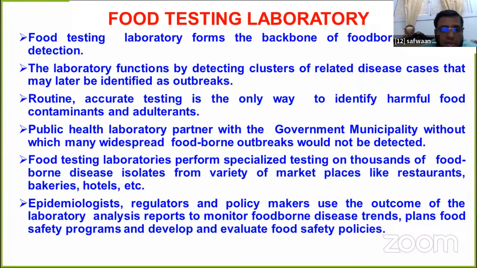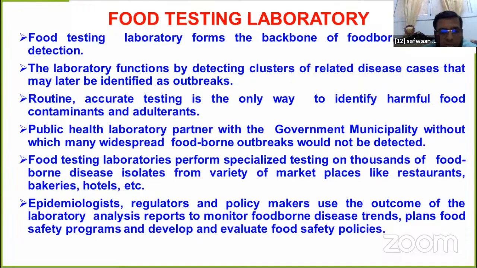Routine accurate testing is the only way to identify harmful food contaminants and adulterants. So we have to routinely test the food for the adulterants and contaminants. Then only we can find out the outbreaks. Public health laboratory partners with the government municipality, without which many widespread foodborne outbreaks would not be detected. So the laboratories go hand in hand with the government municipalities, and they do routine testing, and the results are shared with the government.